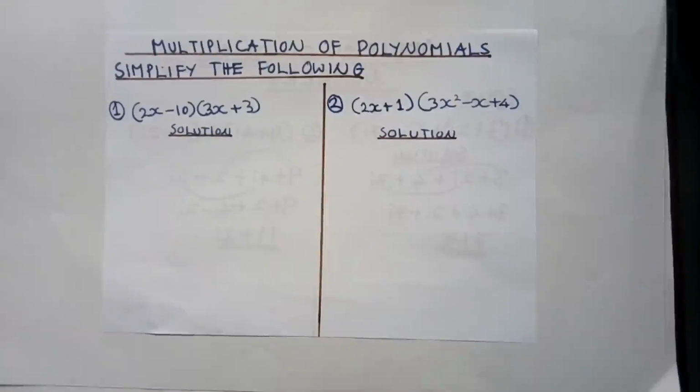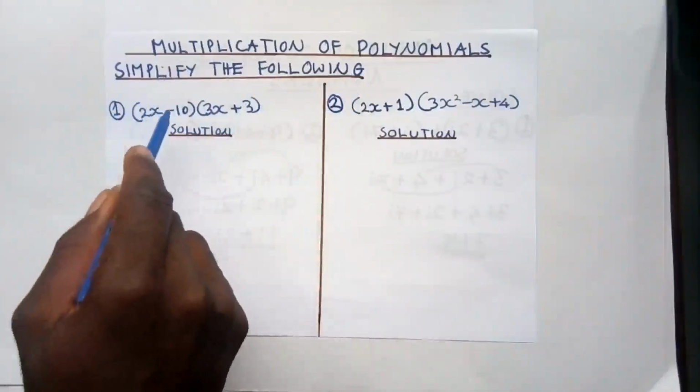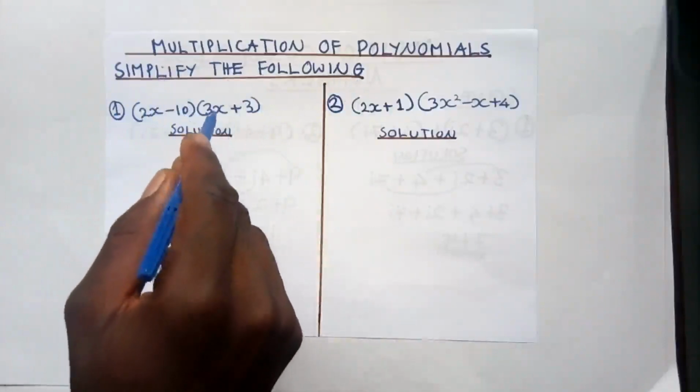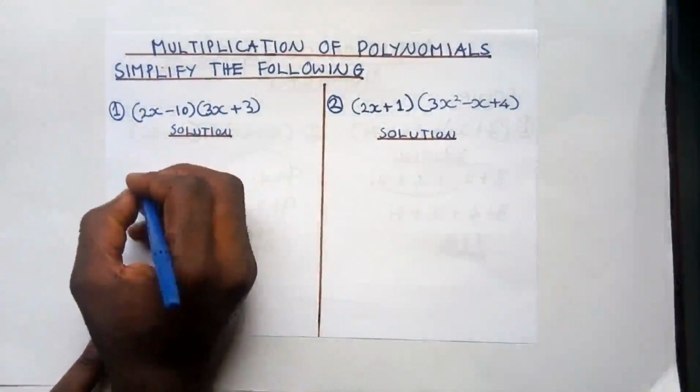In this video, we are going to solve 4 questions on multiplication of polynomials and 4 questions on division of polynomials. So let's get started. Simplify the following. Question 1. 2x minus 10 multiplied by 3x plus 3. So look at the way we solve this.